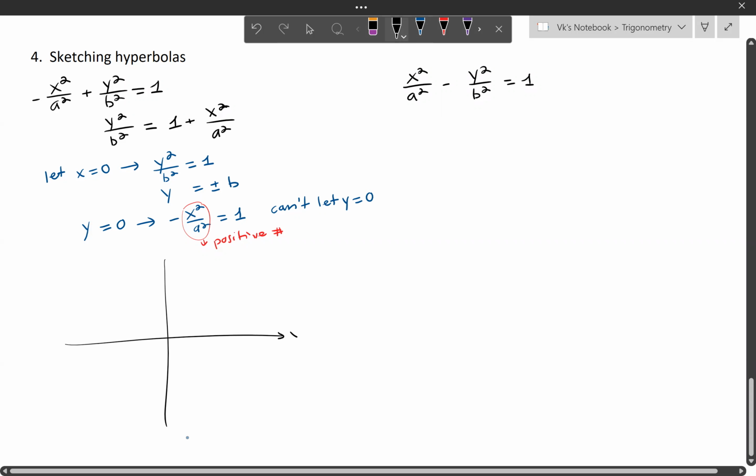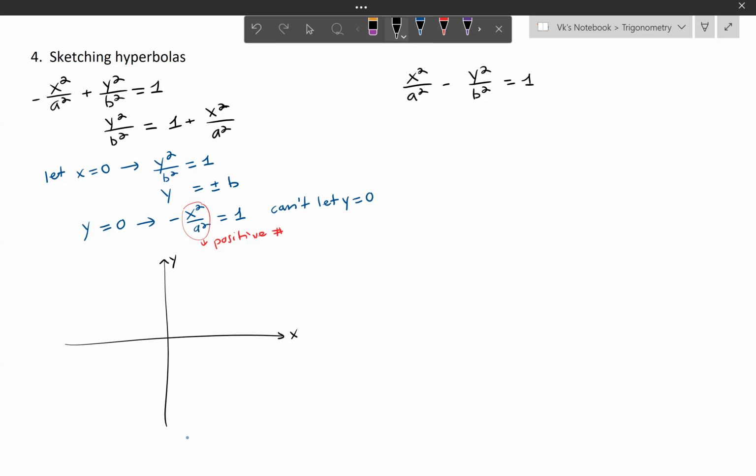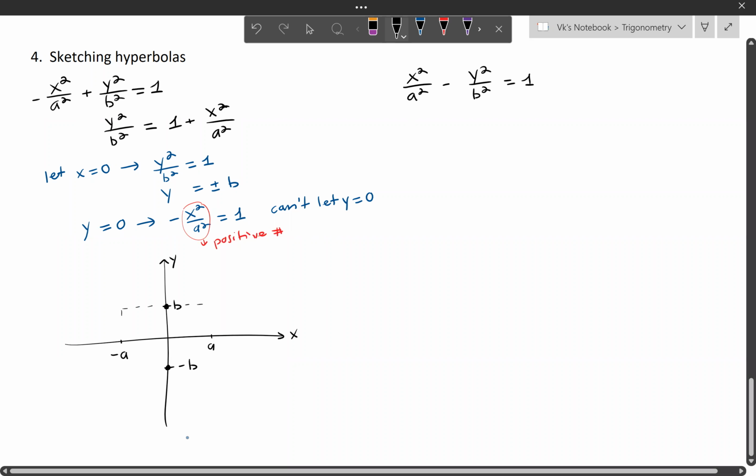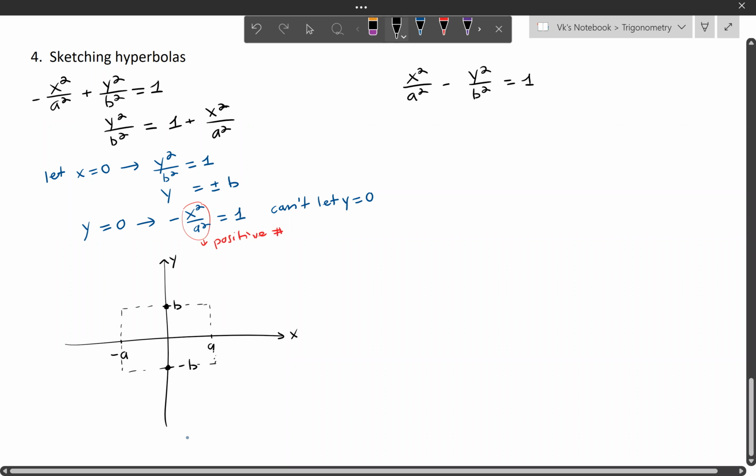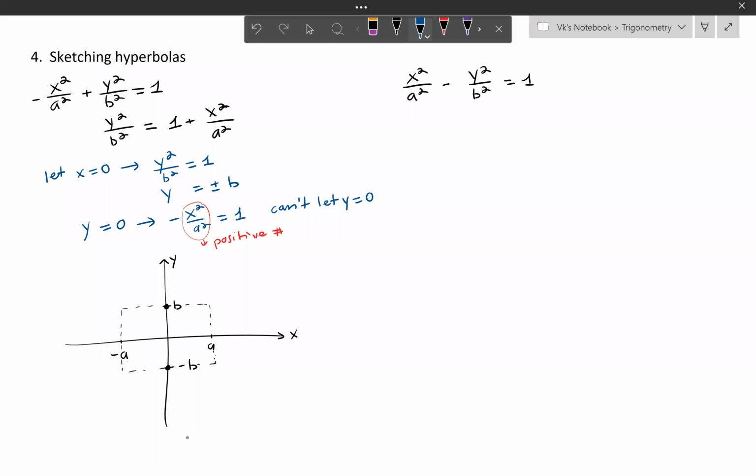We sketch out the box that contains the vertices plus or minus b. So here come b, minus b, these vertices there. We can make a box out of this. And next we're going to draw the two diagonal lines. These lines we call the slant asymptotes.